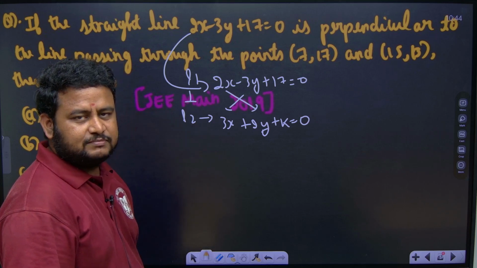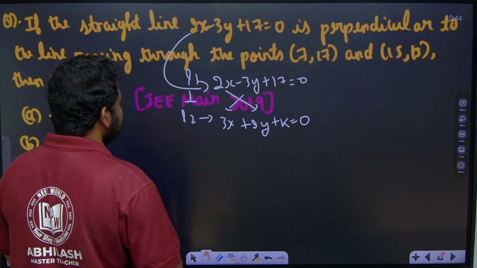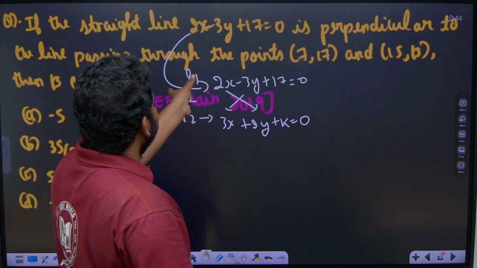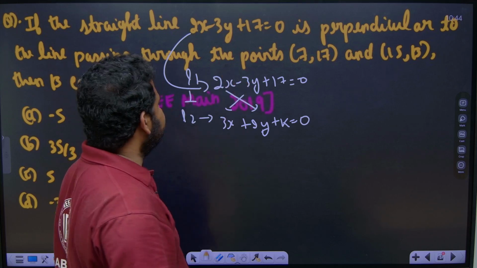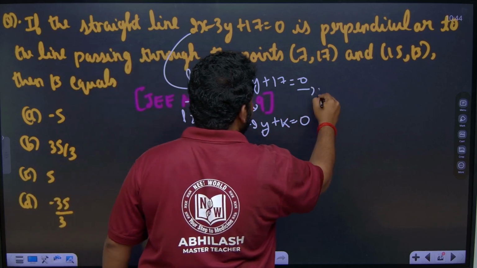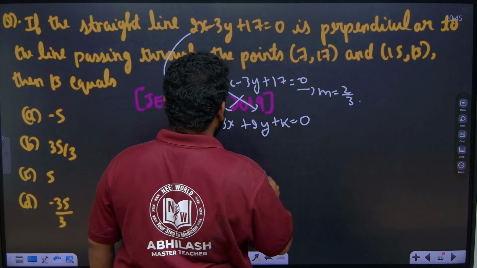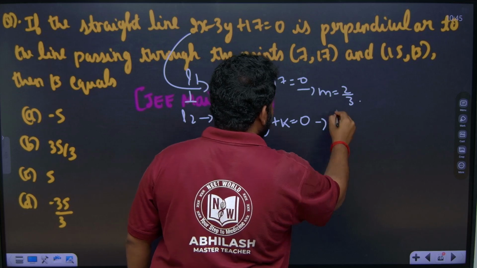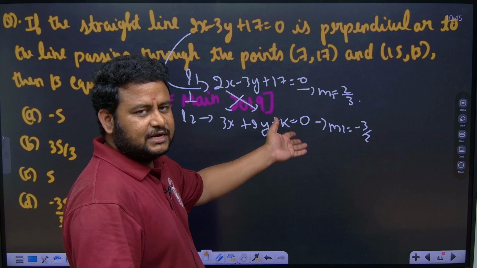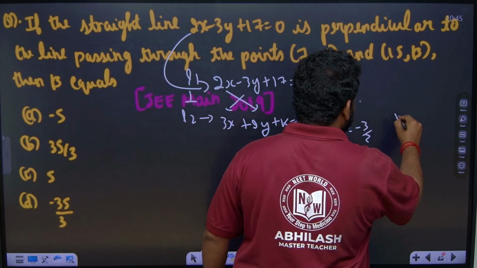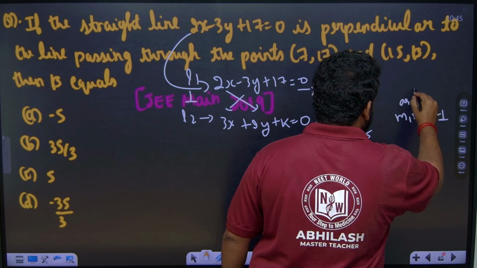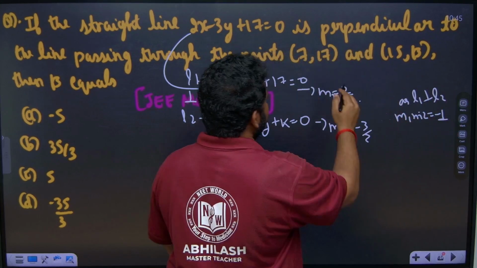So they are perpendicular, then what about their slopes? The product of the slopes will be equal to minus 1. So we can find the equation of the second line. The slope of this line is m1 is equal to 2 by 3. The slope of this line, m2, is nothing but minus 3 by 2. Then only you will get m1 m2 is equal to minus 1, as L1 is perpendicular to L2, because they have given that it is perpendicular.